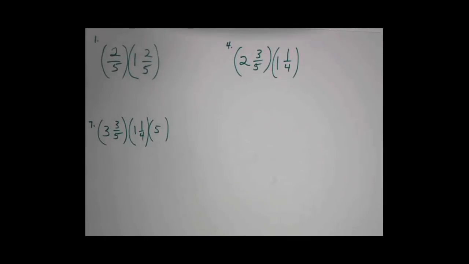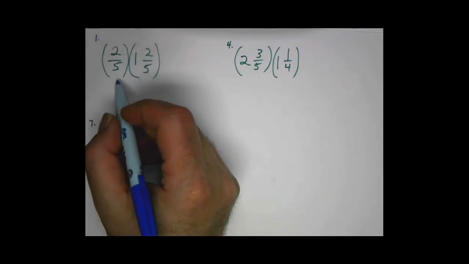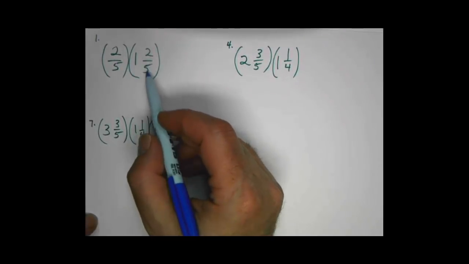Section 3.4 really doesn't have any new vocabulary. What the expectation is here is that we're going to multiply fractions and add the concept of a mixed fraction to our multiplication problem. So as we're looking here, problem number 1 is a good example to start with. We have 2/5 multiplying by 1 2/5.